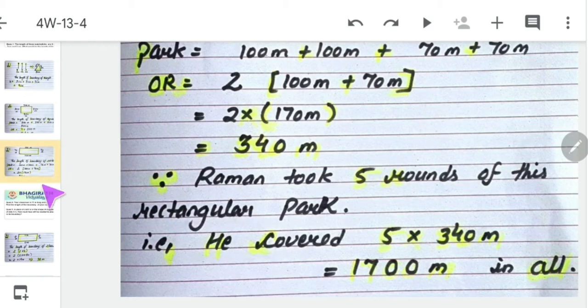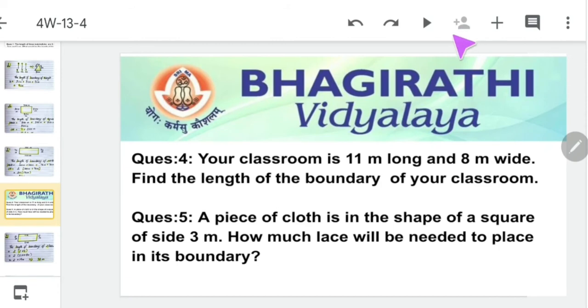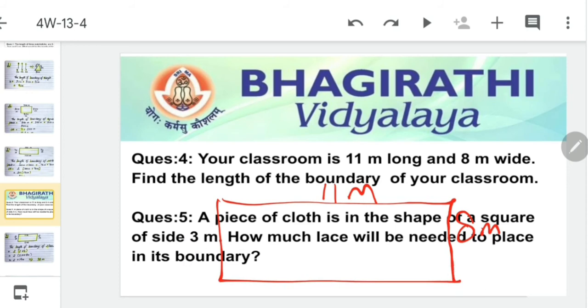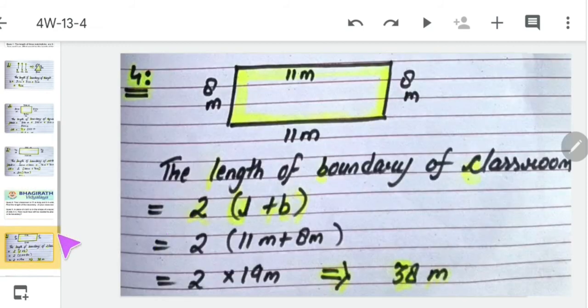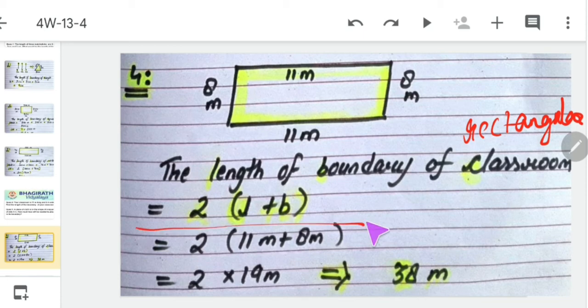Now after this, let's move on to the next question. Question number 4 is, your classroom is 11 meter long and 8 meter wide. Similarly, the other width is also 8 meter and length is 11 meter. So we have to find the length of the boundary of our class. Here also we can use the formula for the length of the boundary of a rectangular shape. So the formula is 2 into (L plus B). L is length, B is breadth.